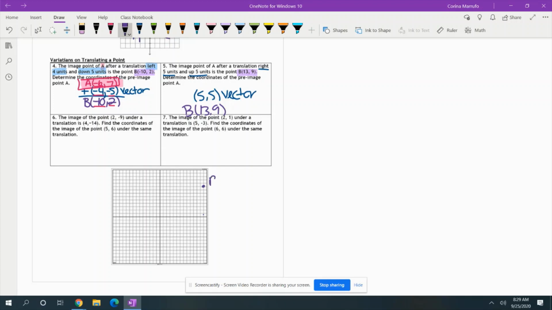And this is B. Okay. So remember, because we're working backwards and trying to find the original, we have to go in reverse. So instead of going to the right 5 units, we're going to go to the left 5 units. So 1, 2, 3, 4, and 5. And then instead of going up 5 units, we're going to go down. So 1, 2, 3, 4, 5. And so this is point A.